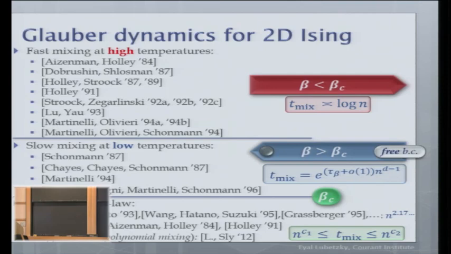If beta is less than beta critical, you know the T-mix is log n. Aizenman and Holley actually showed that at beta critical, you will not have log n mixing. So at least the lower bound, that it is not logarithmic, it is at least polynomial, is known. It is the upper bound that's missing. So at low temperatures, it's like this. At critical temperature, with Allan, we gave an upper bound.